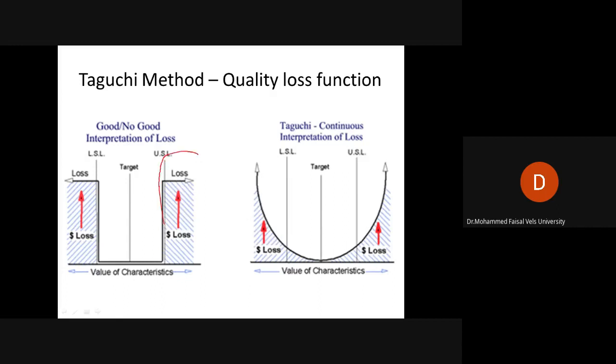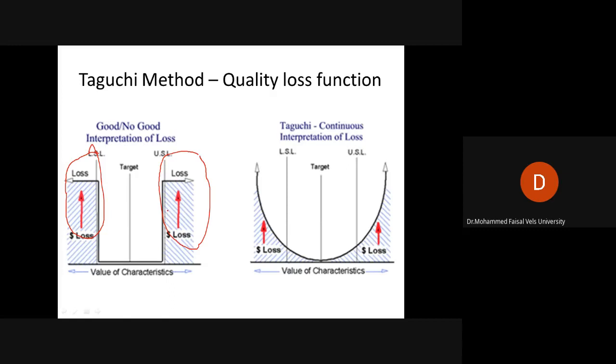Quality neglects the huge losses. If you look over here, they are neglecting the huge loss. Complete loss is neglected over here. When I talk about quality, they are neglecting the huge losses. That is why the interpretation of loss will come: this is the upper control limit, this is the lower control limit, and the huge loss is neglected over here. When I talk about quality, they are not even capturing the losses.